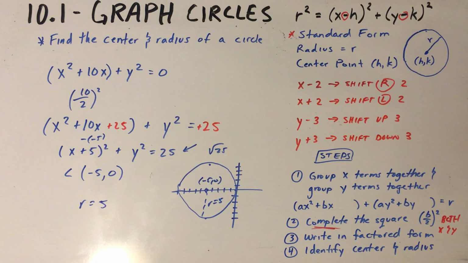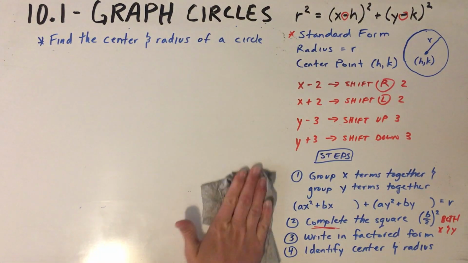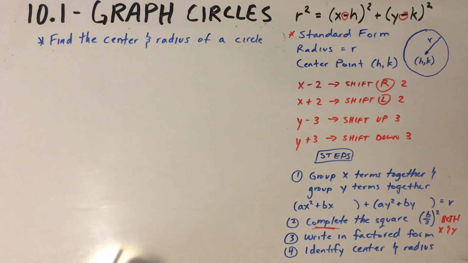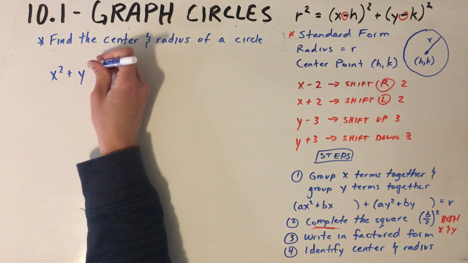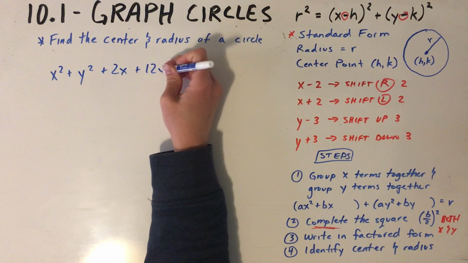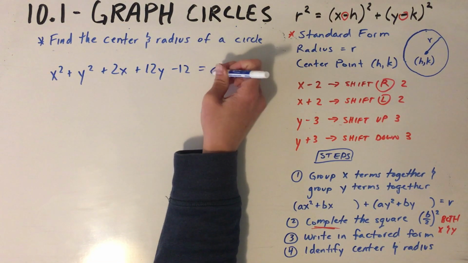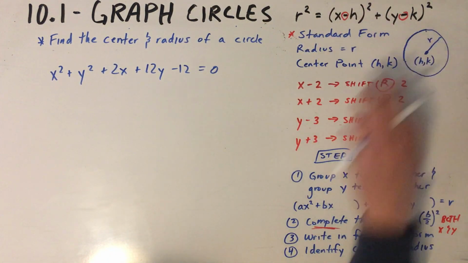All right, so again, that example of completing the square. I want to do one more like this, and then show you a different kind that you might see as well. So we have x squared plus y squared plus 2x plus 12y minus 12 is equal to 0. All right, so this is not in any way, shape, or form in this standard form.